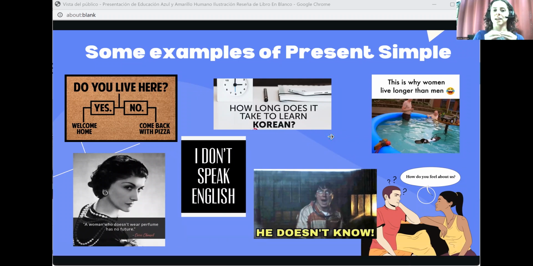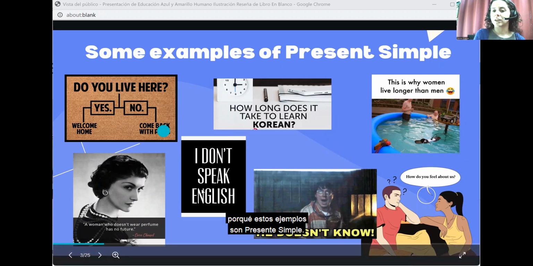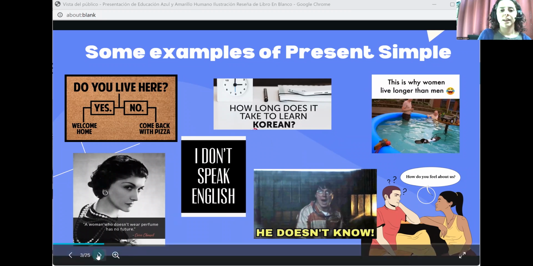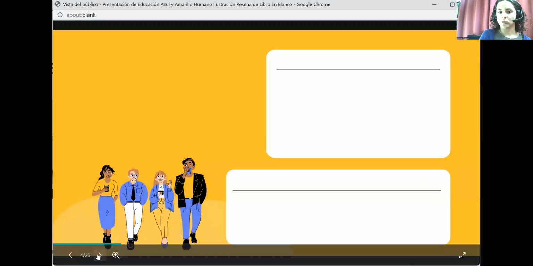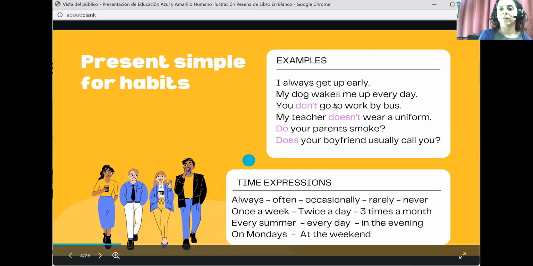Siempre empiezo aprendiendo un tiempo verbal, primero viendo cómo funciona, viendo qué ejemplos. ¿Ya? If you have classes with a teacher, she will explain why this is present simple, why this is, why this is. There are different reasons here and different uses that I'm going to explain just now. Let's see. As I told you, always learn the verbal tense with uses. Okay, so let's look at the first use of present simple.